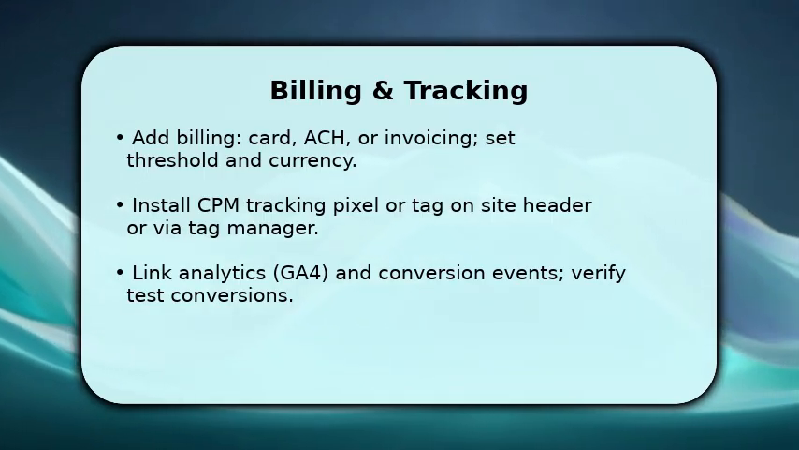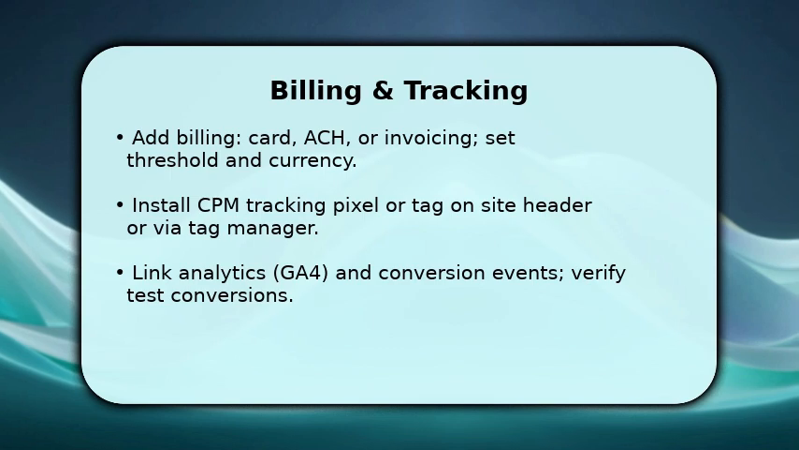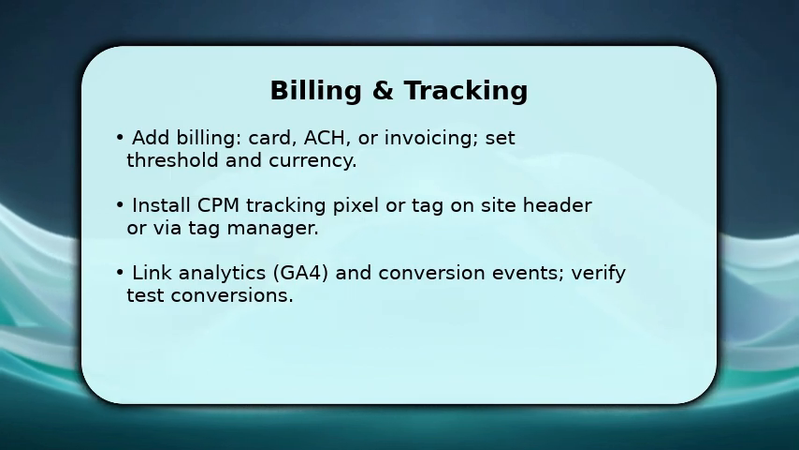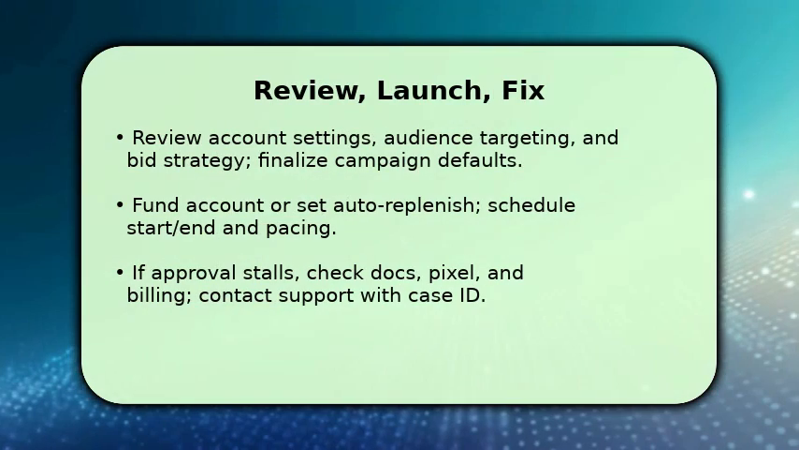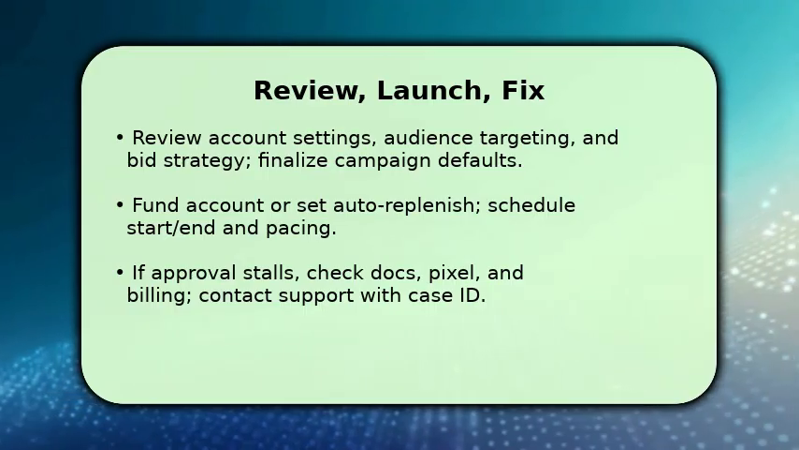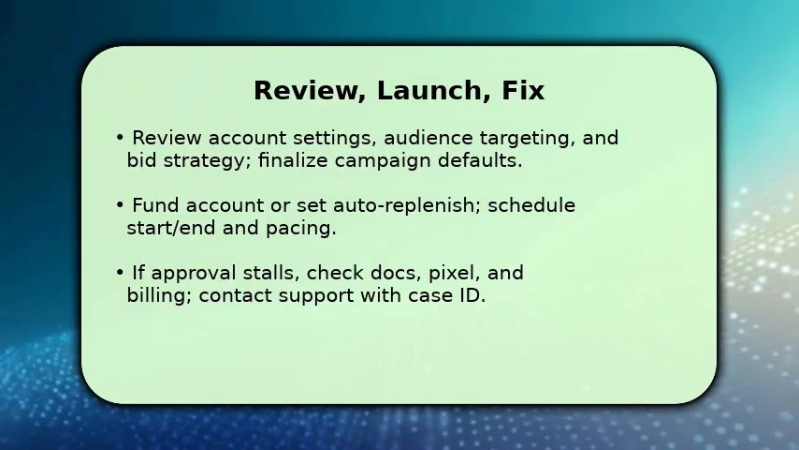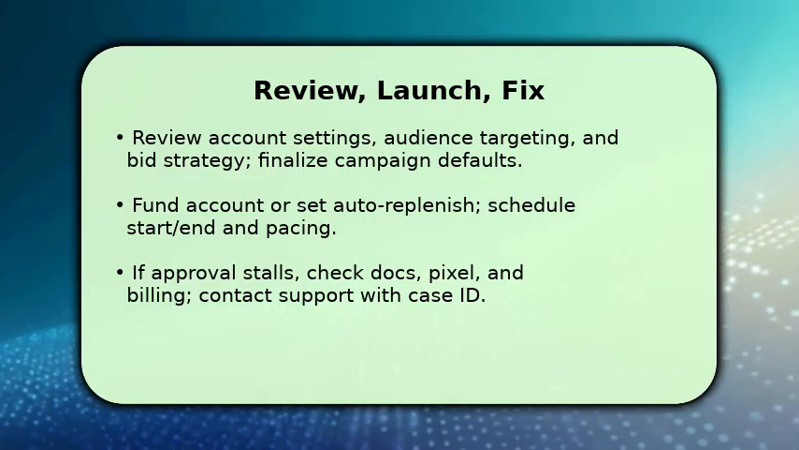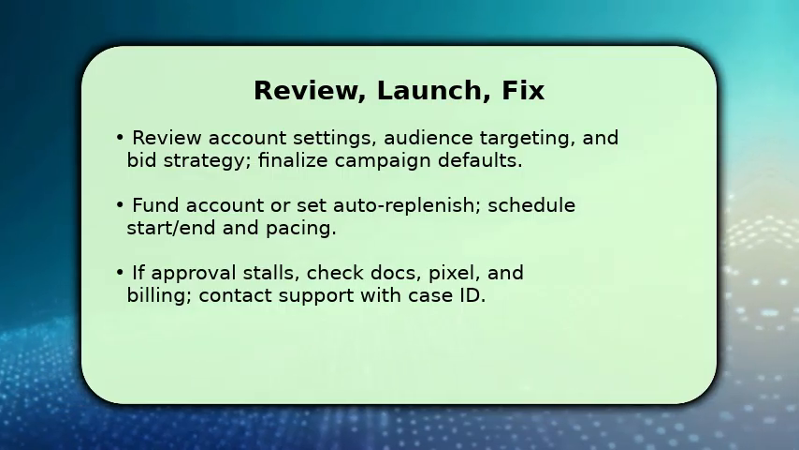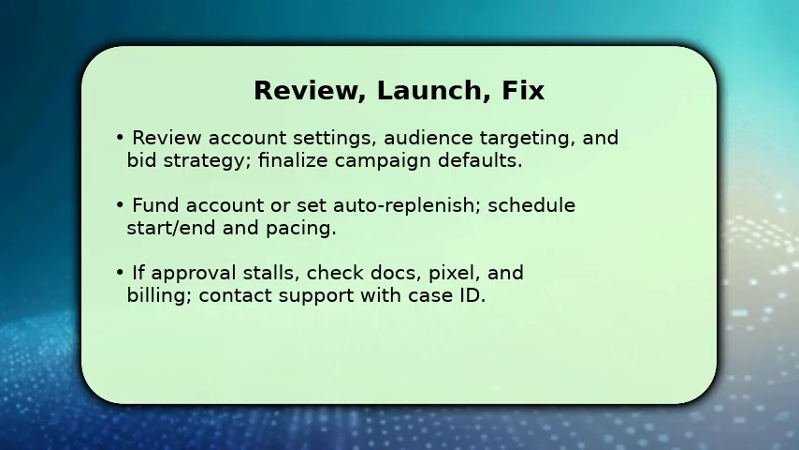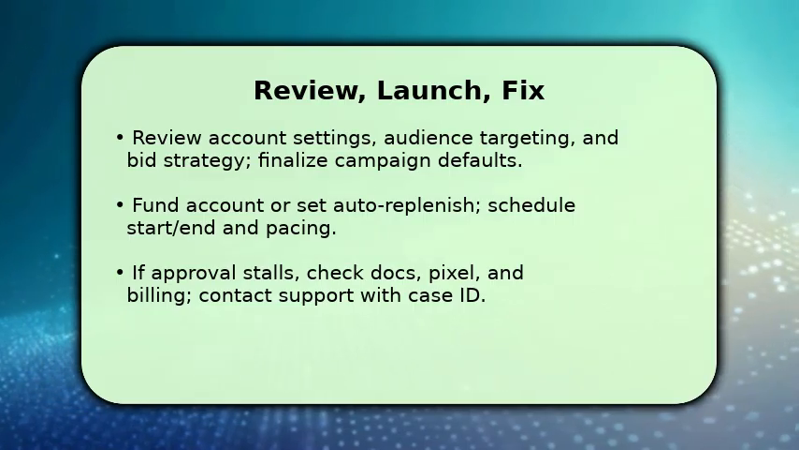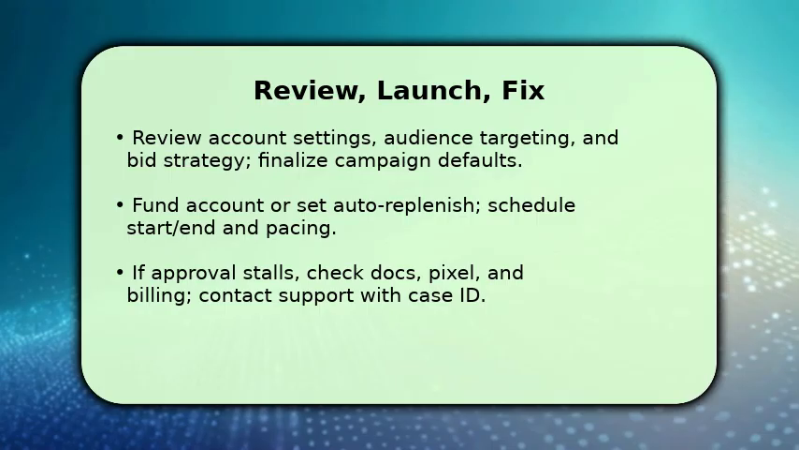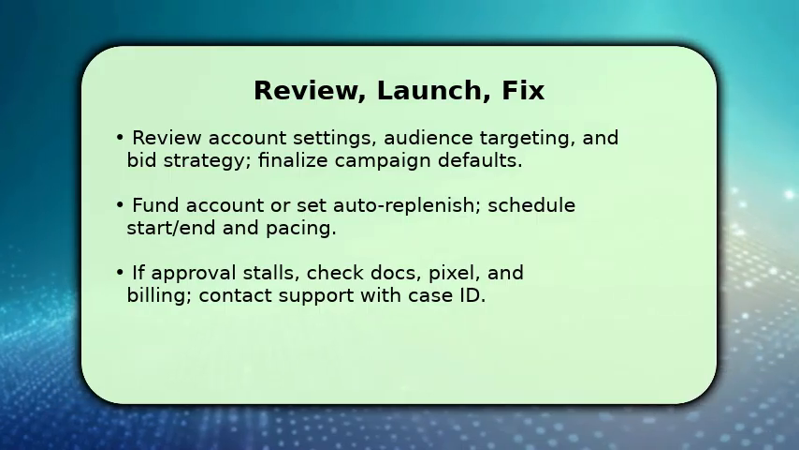After linking, run test conversions and inspect network calls to confirm the pixel fires correctly. Finish by reviewing all settings before you launch: targeting, bid strategy, creatives, and pacing. Make sure your campaign defaults match your goals, manual bids for control or automated for scale, and fund the account or enable auto-replenish. Submit verification documents and wait for approval.